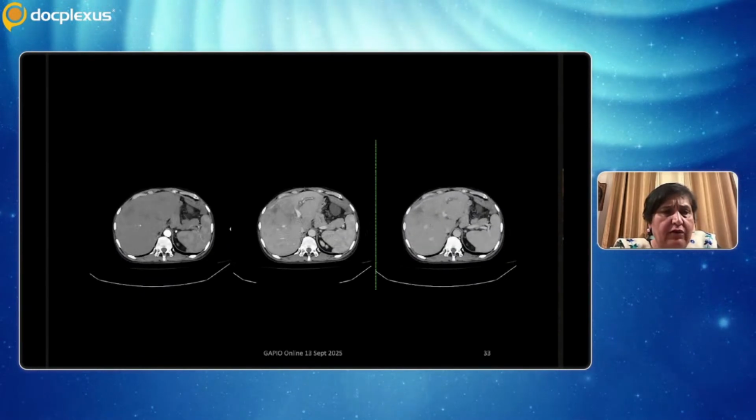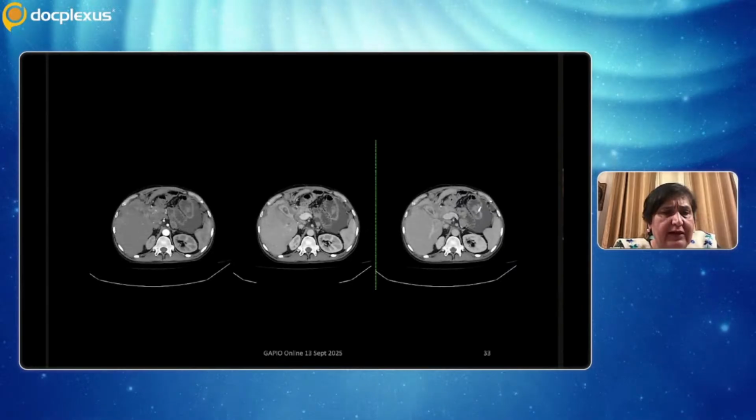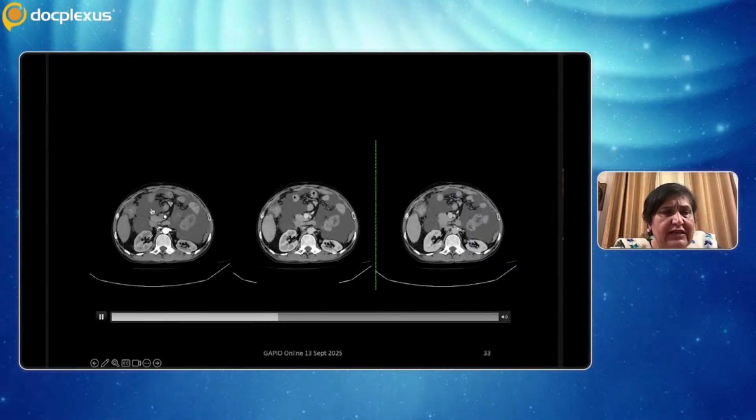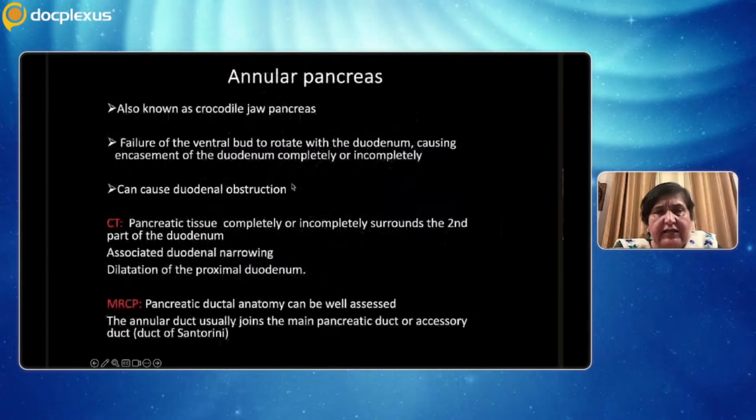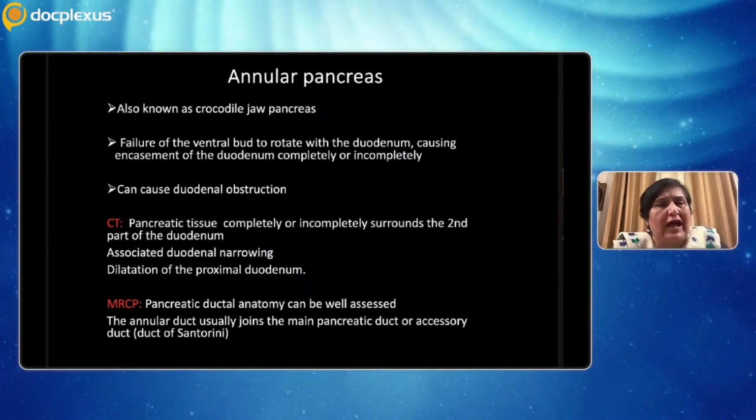As we go down, if you continue to follow the pancreas, you would see this lesion over here, which is actually an annular pancreas. This is an annular pancreas, which is surrounding the duodenum, and you are seeing it surrounding the duodenum. This is also known as the crocodile jaw pancreas because of failure of the ventral bud to rotate with the duodenum, causing encasement of the duodenum either completely or incompletely. It can cause duodenal obstruction.